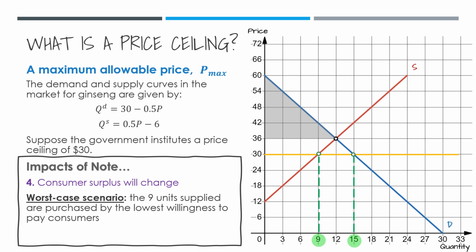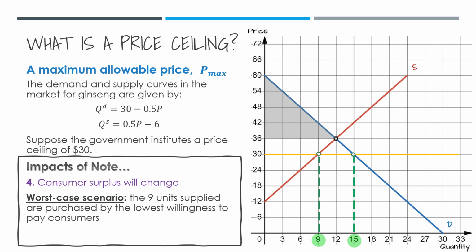In the worst case scenario, the 9 units are going to be purchased by the consumers with the lowest willingness to pay. So these will be those on the lowest part of the demand curve that's still above the price of 30. So we're not going to sell it to the people all the way down here because they're not willing to pay $30. Instead, we're talking about selling to this group here who are on the lower part of the demand curve.